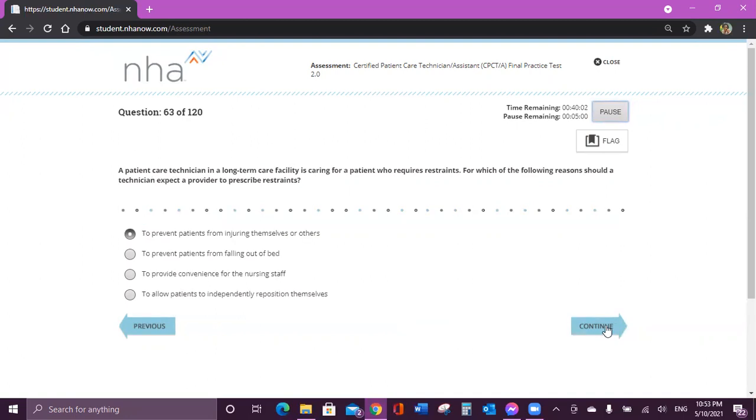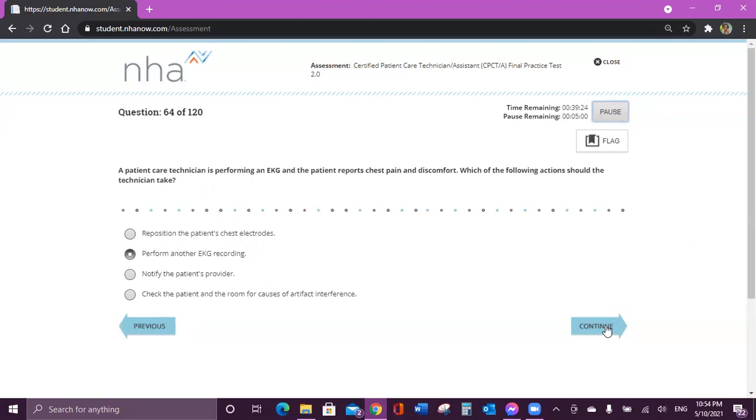En la 63. A patient care technician in a long-term care facility is caring for a patient who requires restraint. For which of the following reasons should the technician expect a provider to prescribe restraint: to prevent patients from injuring themselves or others? Yeah, creo que está esa, bien, ¿verdad? Yeah, good.